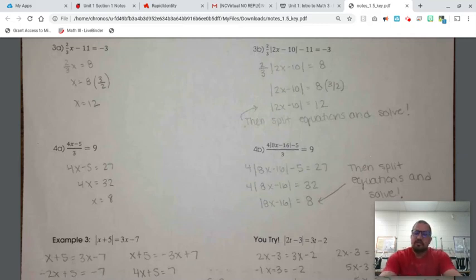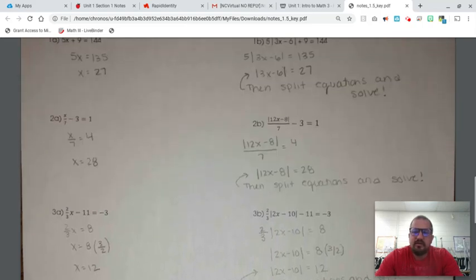If you notice, what we're trying to show here is the goal is to isolate the absolute value bars. That means that's the only thing we want. Anything that's outside of the absolute value bars has to be moved to the other side of the equation.